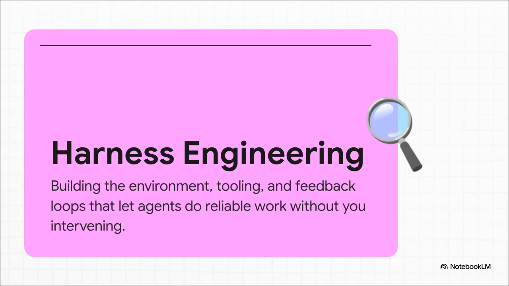And all of that leads us right into level 6, harness engineering. Now, this isn't just about giving an agent a tool. No, this is about building the entire system around it. The sandboxed environment, the guardrails, the feedback loops, the whole shebang that lets an agent do reliable work safely without you having to babysit it.